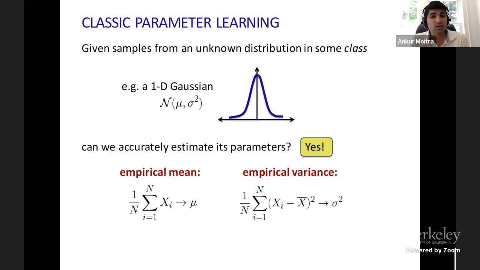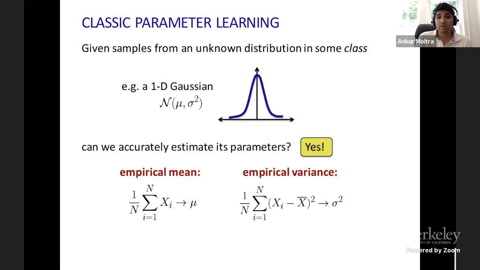Because in fact, what you can do is the obvious thing. You can take the empirical mean and the empirical variance. The empirical mean very quickly converges to the true unknown mean mu. And x bar is the empirical mean, and you can compute the empirical variance, and that's very quickly going to converge to the unknown variance sigma squared.